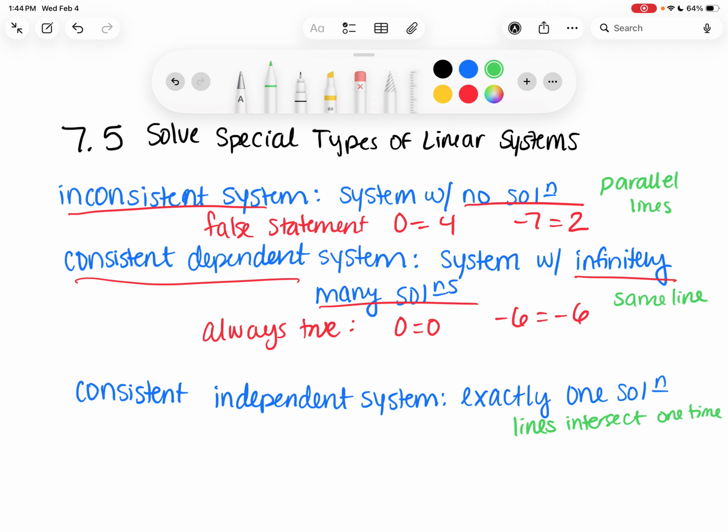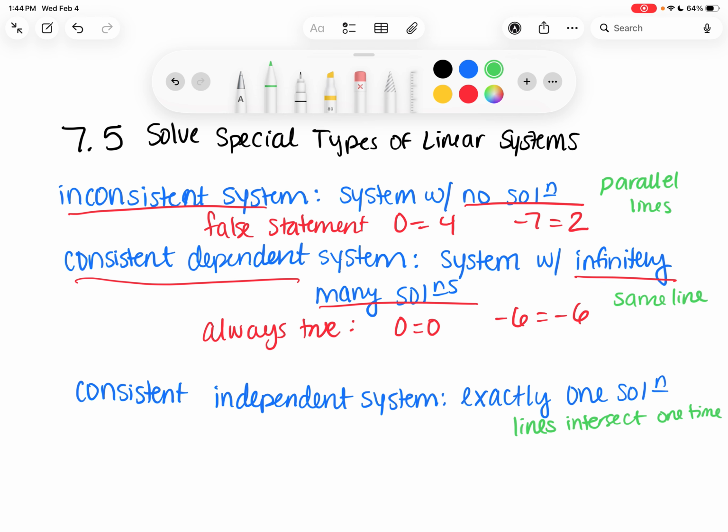Now, I am not going to require you to do the graphing method. Part of the instructions of one of them says to graph it and then to tell how many solutions it has. But I'm not going to do it that way. Okay? I'm going to do it one of the other ways.